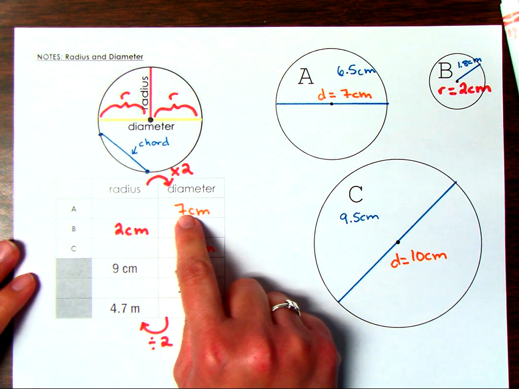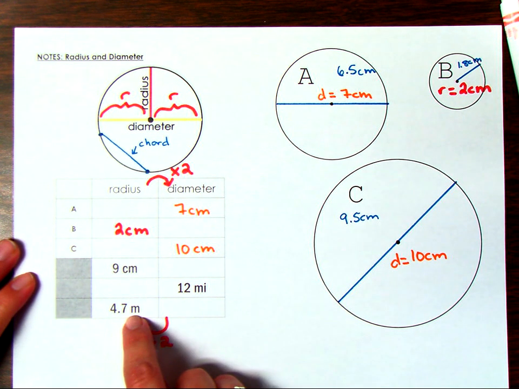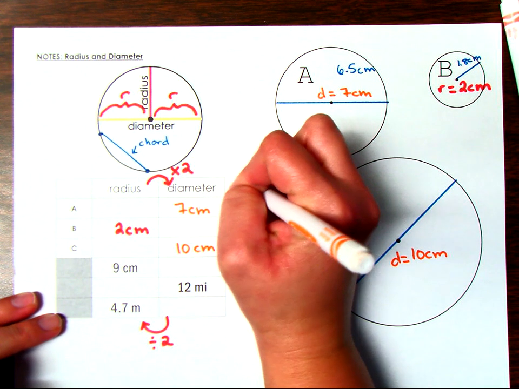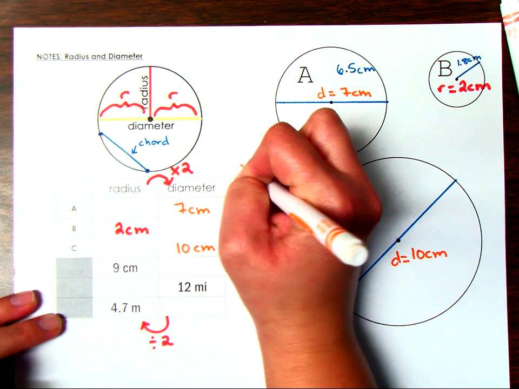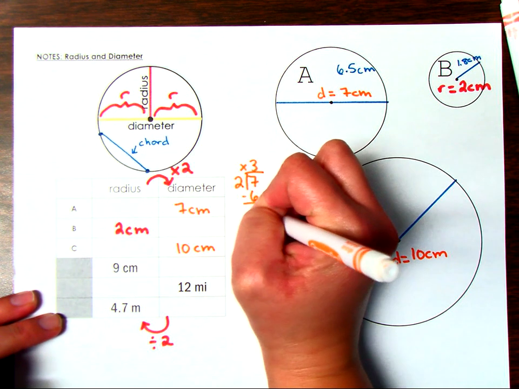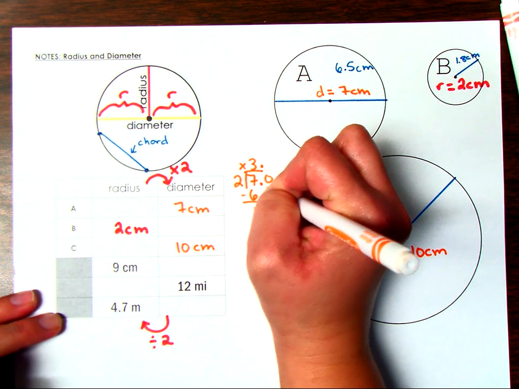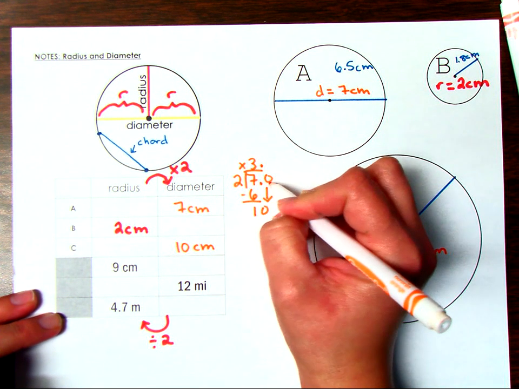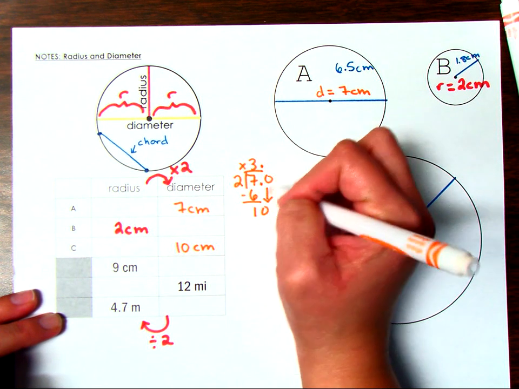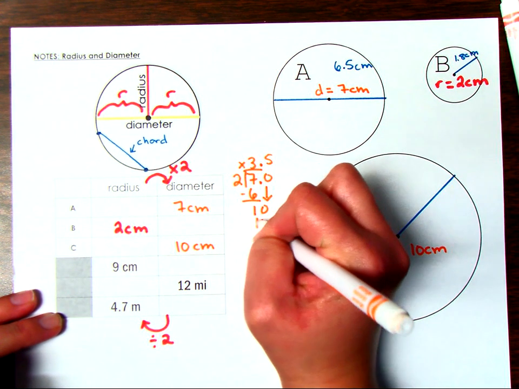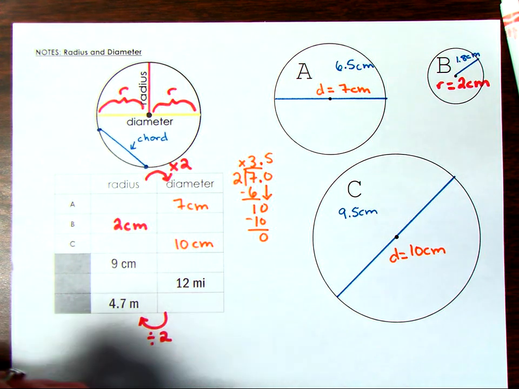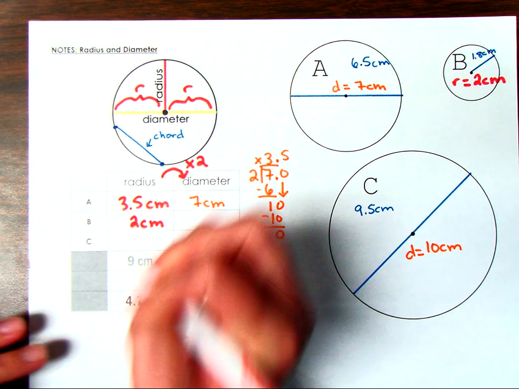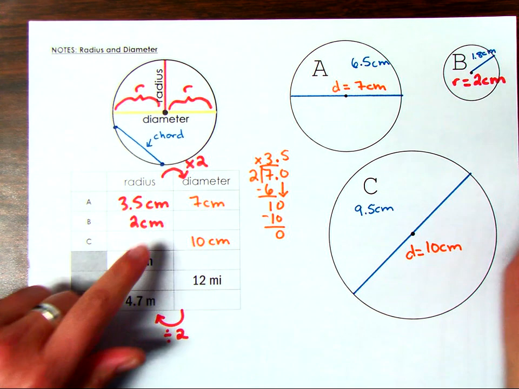So if I know 7, I'm going to divide by 2. Okay? So if I say 7 divided by 2, 2 goes into 7 3 times. 3 times 2 is 6. Subtract. And then I'm going to bring down a 0 after I add that decimal because 7.0 is the same thing as 7. And 2 goes into 10 5 times. So my radius is 3 and 5/10 centimeters.